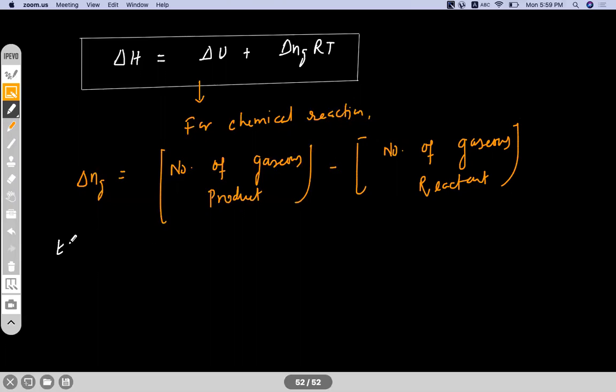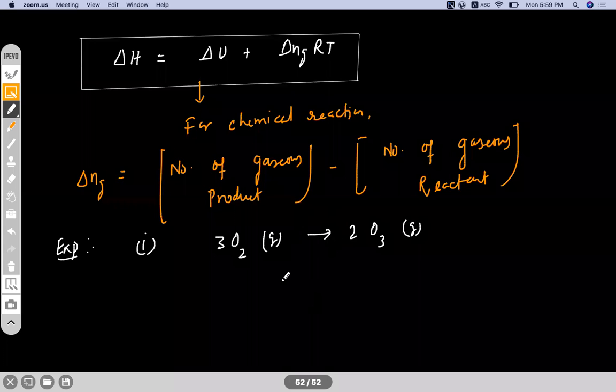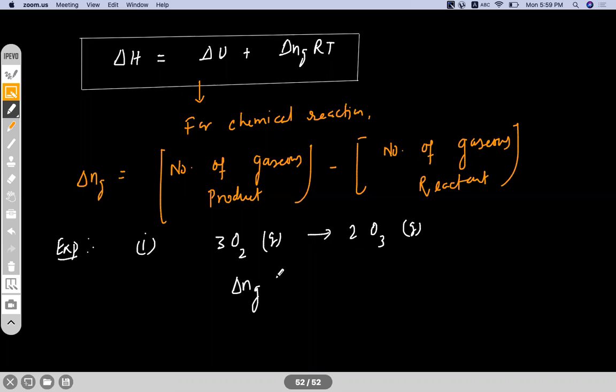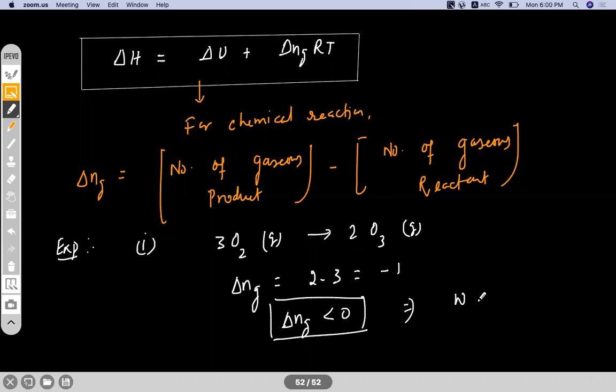Suppose we have a reaction that is 3O2 gas gives 2O3 gas. So delta NG for this reaction would be 2 minus 3, product minus reactant, that is minus 1. So delta NG is less than zero for this reaction. And when delta NG is less than zero, work done is less than zero. Work done is negative means it is work done by the system.